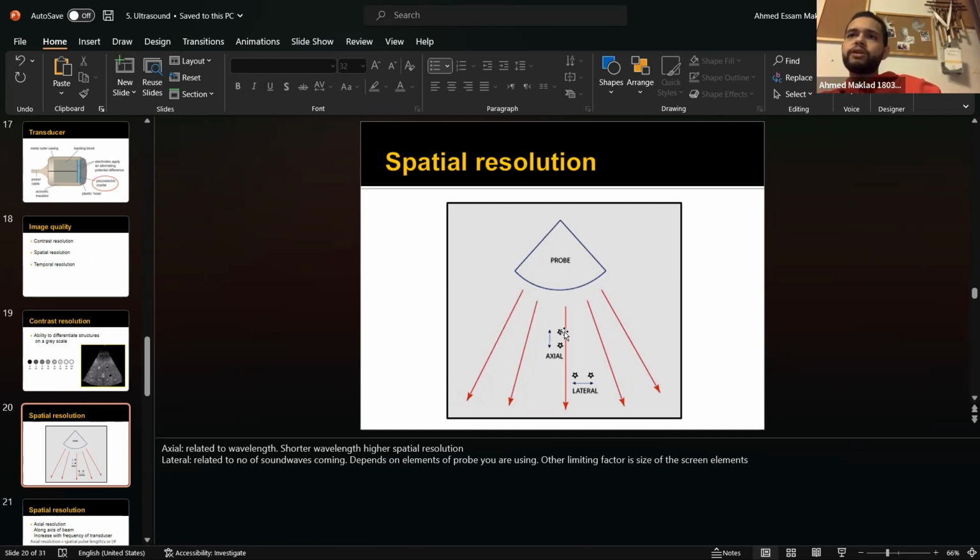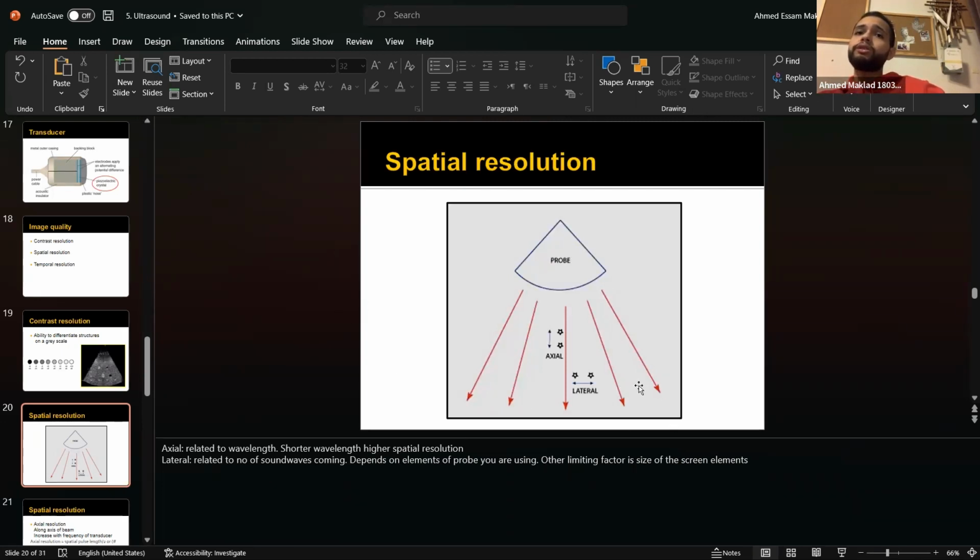It is technically opposite to X-rays, yes, but they are two different modalities. So don't try to mix them together. But yes, technically, they are different to each other. So for axial resolution, if you have a shorter wavelength, aka higher frequency, you get a better spatial resolution. So you need to remember this.